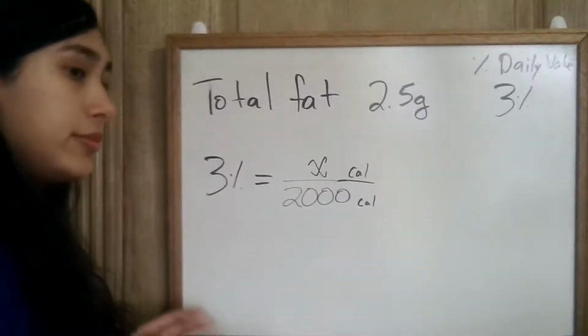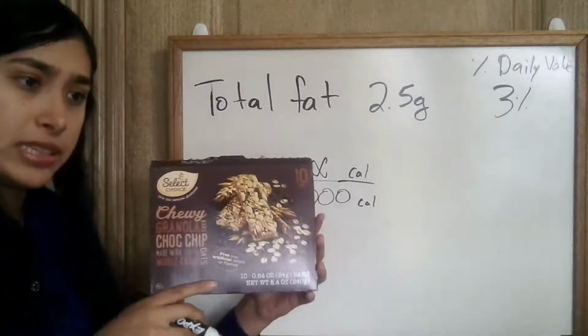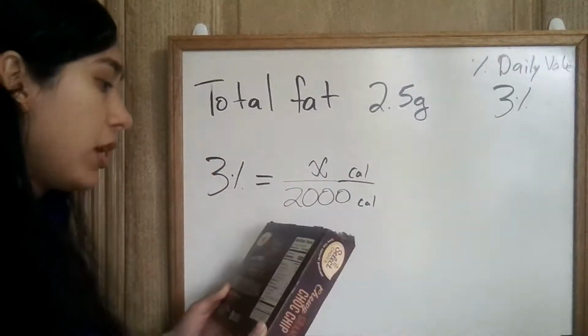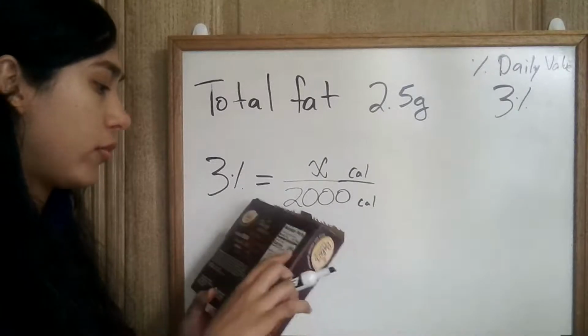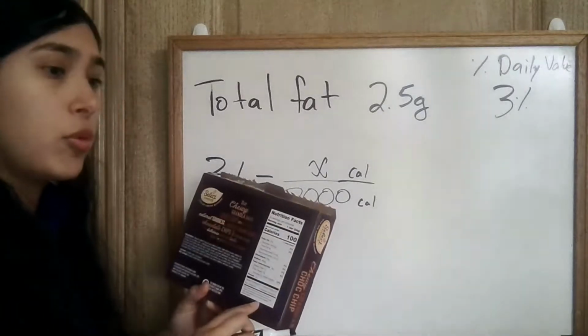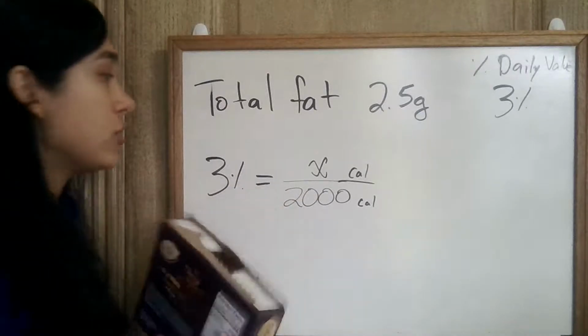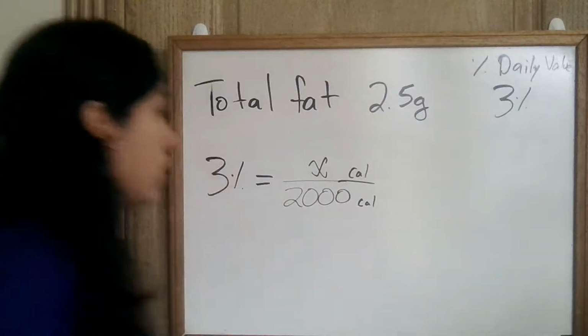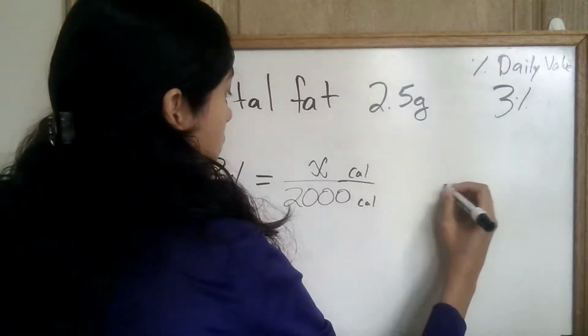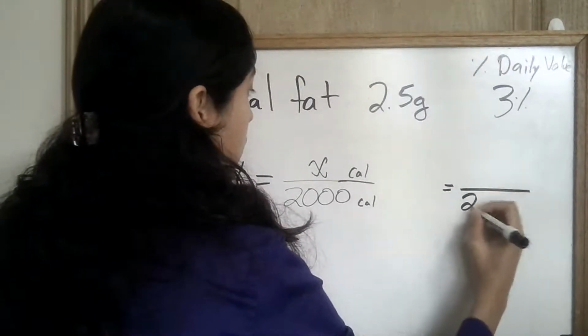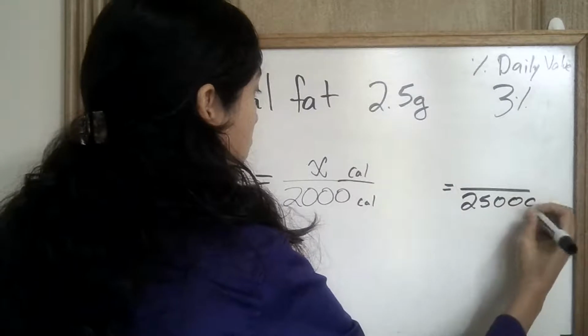But let's say a business is being very sneaky. They might say, you know what? We're not going to say 2,000 is the daily recommended value. They might change it to this much.